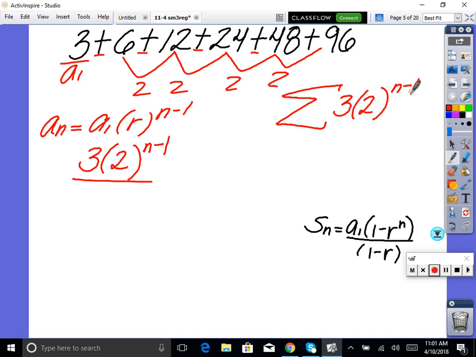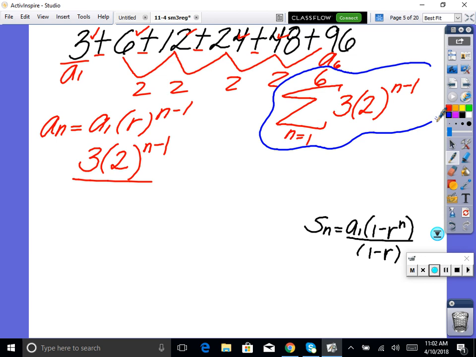And then how many terms are we summing up? 1, 2, 3, 4, 5. This must be a sub 6. That means we're summing up 6 terms. So n equals 1 through 6. Type it into your calculator. Easy stuff, right? So everybody got 189. So pretty easy stuff. Let's do another one.